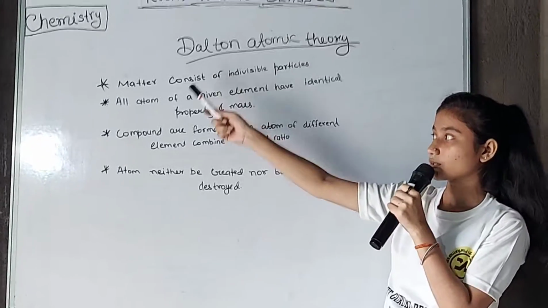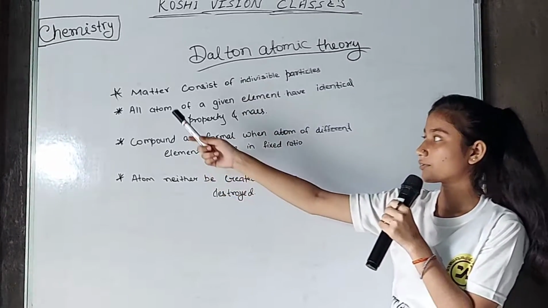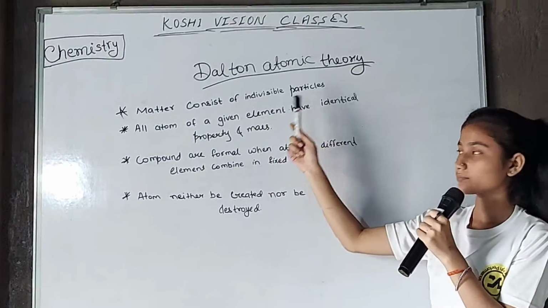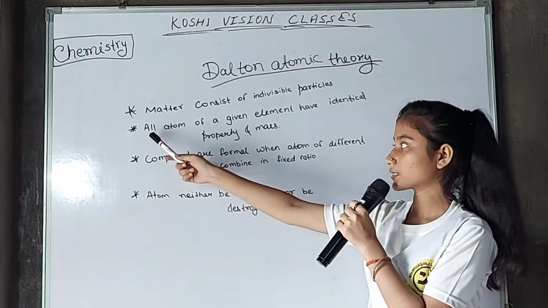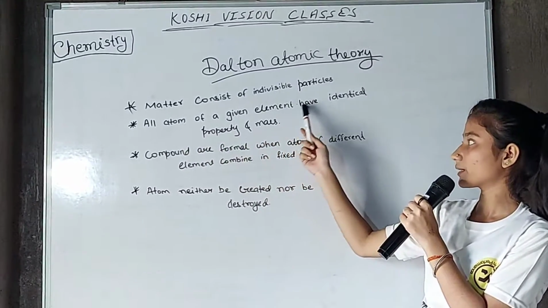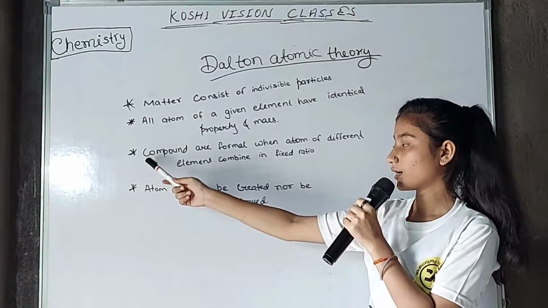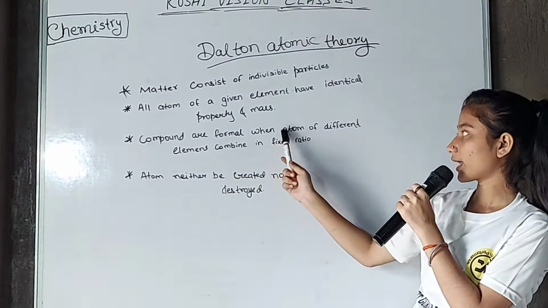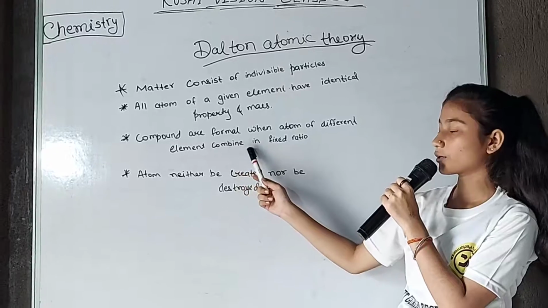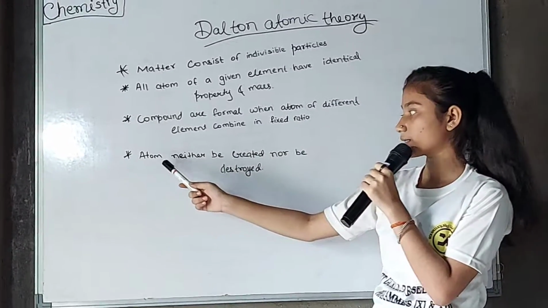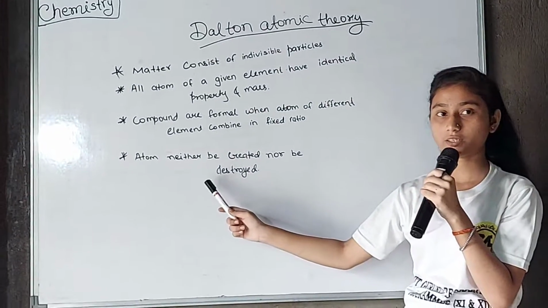The fourth theory in this topic. First, matter consists of individual particles. Second, all atoms of a given element have identical properties of mass. And third, compounds are formed when atoms of different elements combine in a fixed ratio. And the last is that atoms can neither be created nor be destroyed.